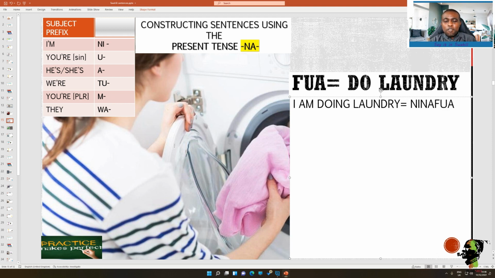Ninafua. What about you are doing laundry? It will be unafua. Asante sana. Unafua. There you go. Good sentences there. Unafua. What about he or she is doing laundry?